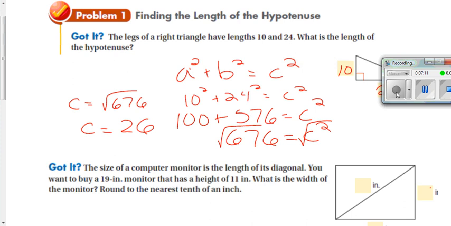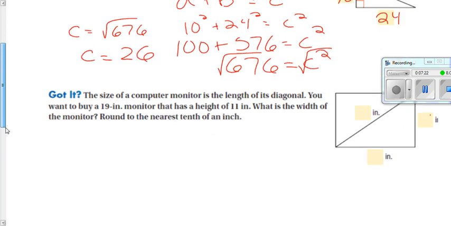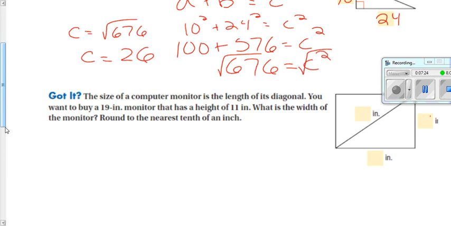All right, so typing in my calculator, the square root of 676 is 26. So I got a perfect whole number that was a perfect square, 676, which is nice. All right, I want you to go ahead and pause the video and try the next one on your own. I'm going to read through it real quick.